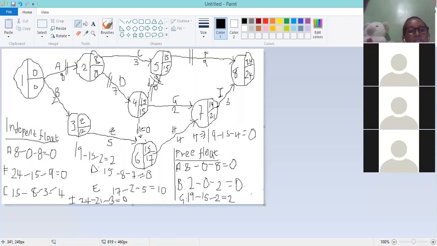Activity E here, compute the independent float for it. 15 minus 12 minus 5. Good. So that is how we compute our total float, our independent float, as well as the free float.